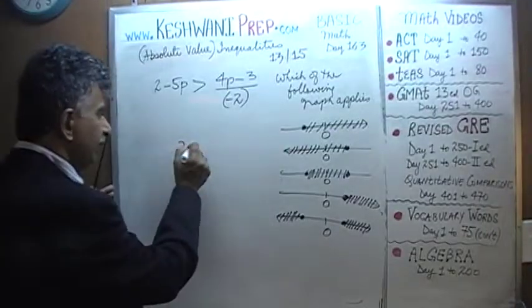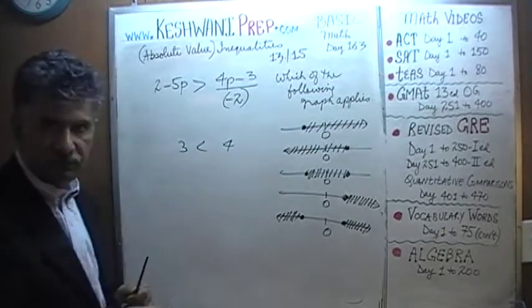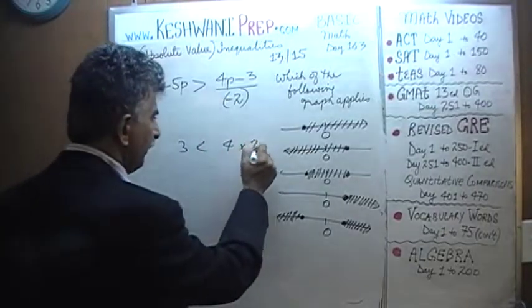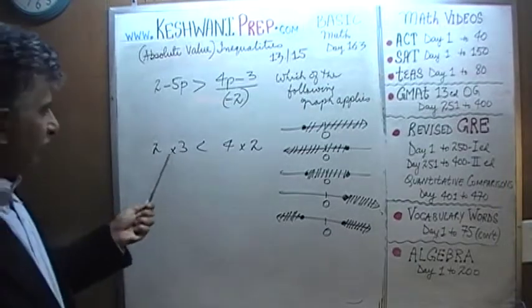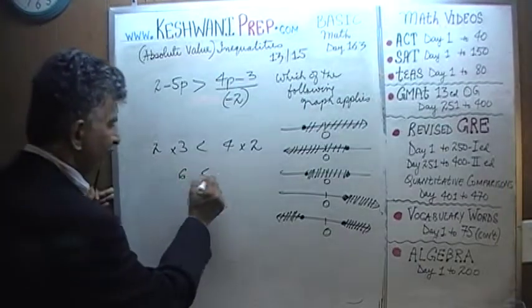For example, we know that 3 is less than 4. Of course, 3 is less than 4. If we were to multiply both sides of the inequality by 2, it still holds. 2 times 3 is 6, and 6 is less than 8. Of course, it still holds. It's fine.